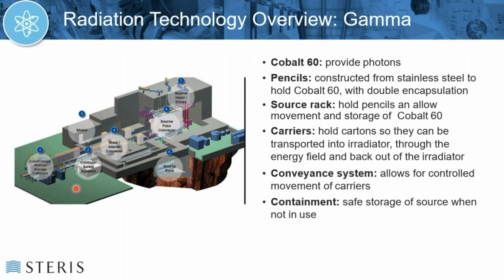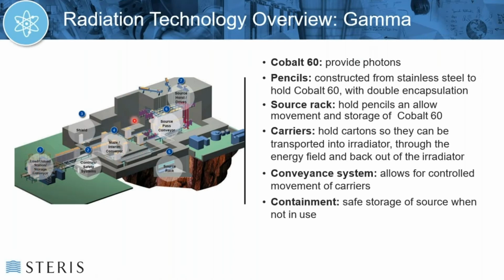Customer product is loaded into carriers or on pallets. They're left on pallets. That lets them transport into the irradiator through the energy field and back out of the irradiator. So here you see a load unload station. It would come over this way through this maze. This is on the conveyance system. It would come around the source rack. Depending on the configuration, it might just make one pass or it might make several. Eventually it would come back out the other side and be unloaded.